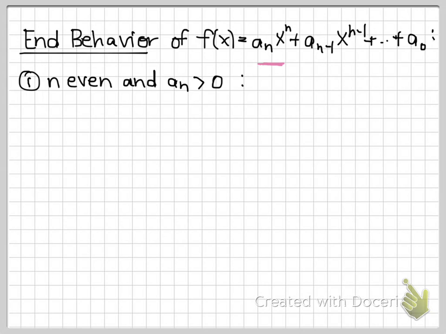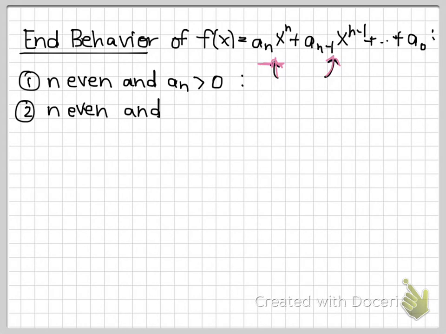If n is even and a_n is greater than 0, then if we go to the left, so if we take x to be closer and closer to negative infinity, the graph is going to go up towards positive infinity. And if we get closer and closer to positive infinity, the graph is going to go up towards positive infinity. So we draw this picture here to say that the graph goes up on either side. So the end behavior of my graph is going to be pointing up towards positive infinity in both directions.